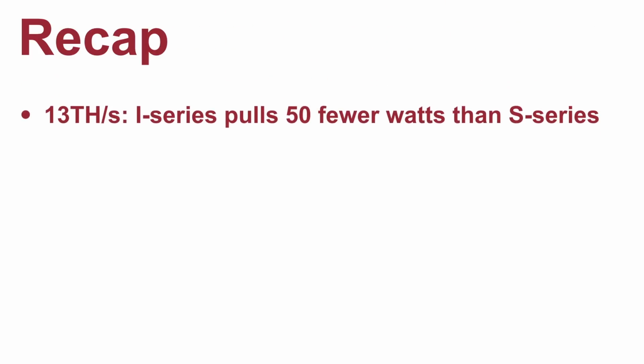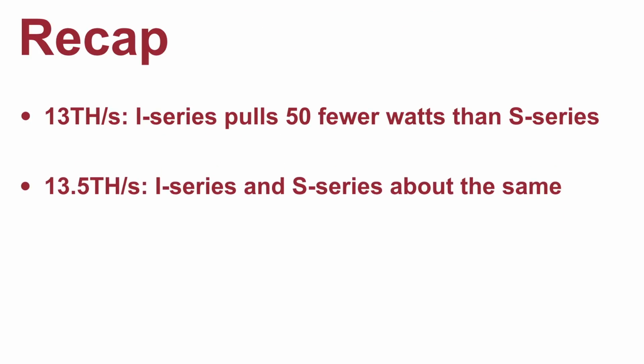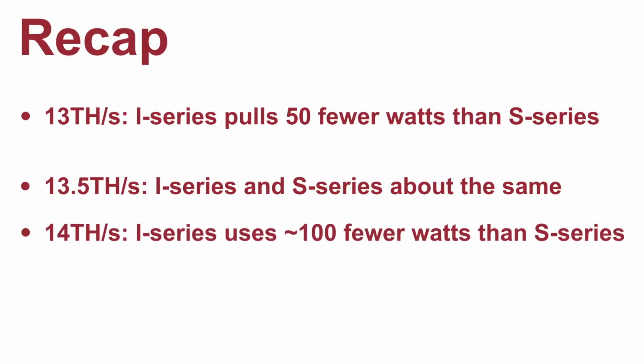Let's recap the big differences between the trio of S-series and I-series miners. For the 13 terahash per second models, the biggest difference is in the wattage. The I-series model pulls about 50 fewer watts than the S-series miner. For the 13.5 terahash per second miners, the specs were pretty similar across the board, meaning the 13.5i model showed the least improvement over its S-series counterpart. If you were someone who enjoyed reading between the lines, you could take that to mean it's not worth upgrading to this particular model, and that only the 13 and 14 terahash I-series models come with a significant difference. Speaking of the 14 terahash models, the I-series miner consumes almost 100 fewer watts than the S-series, making it the clear winner of the three.